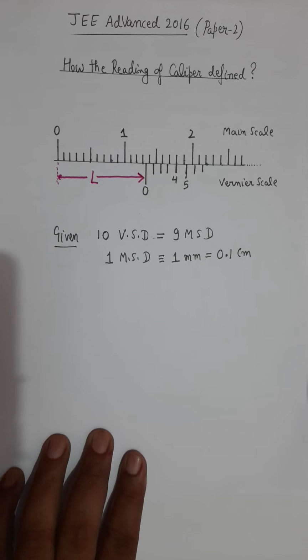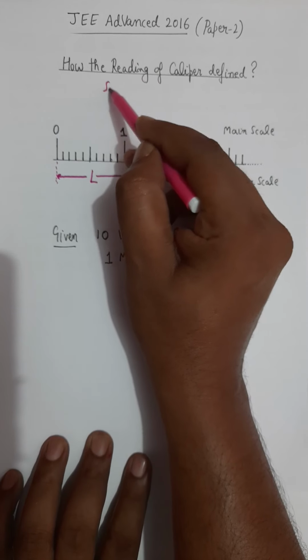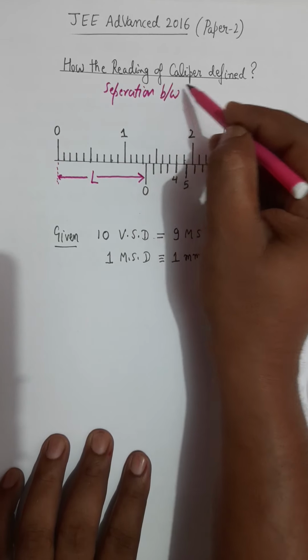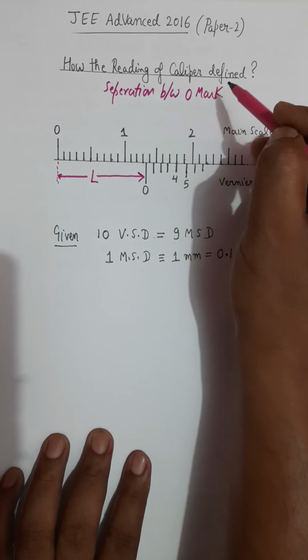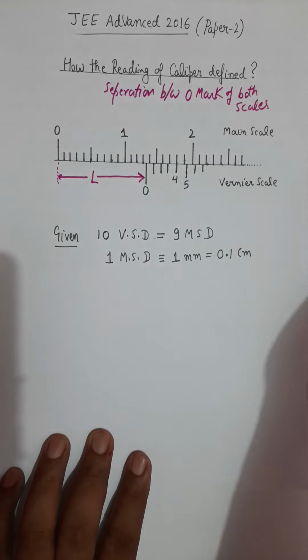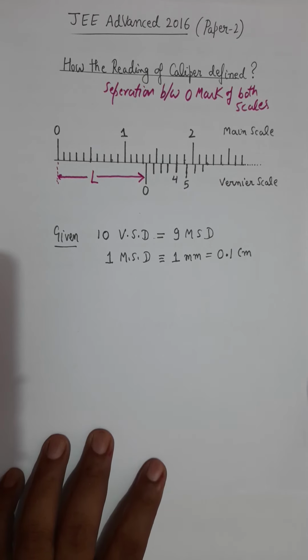That's the definition of reading by Vernier calipers. The reading of caliper is the separation between the 0 mark of the main scale and the 0 mark of the Vernier scale. It is the separation between the 0 marks of both scales. That's a very simple definition, and if you follow this fundamental step, you will never need to learn any formula. I will show how this fundamental step is going to work here.